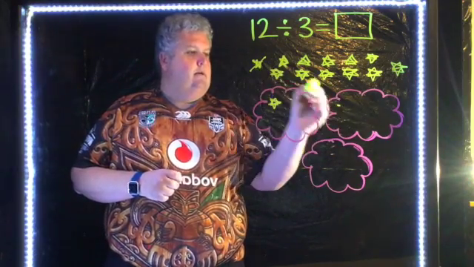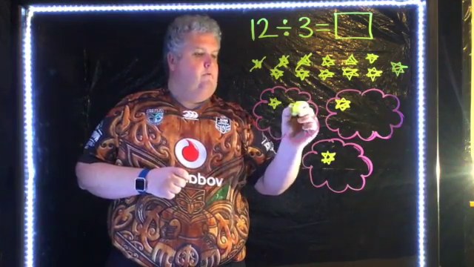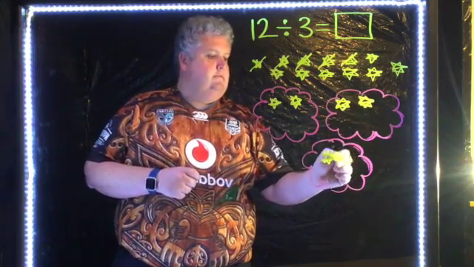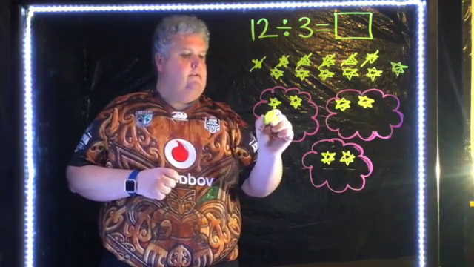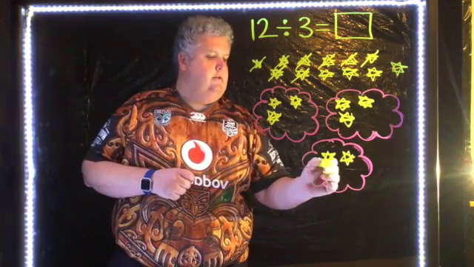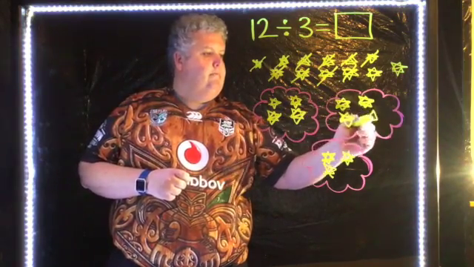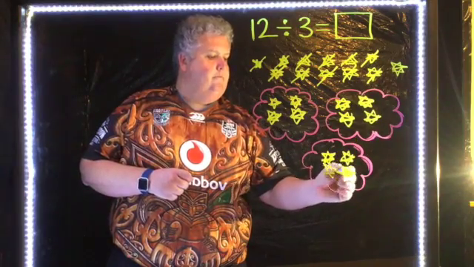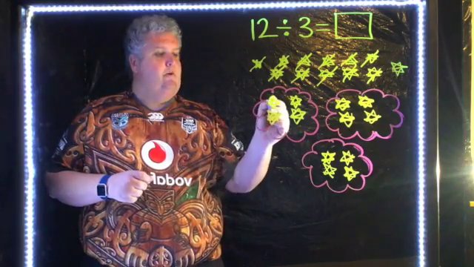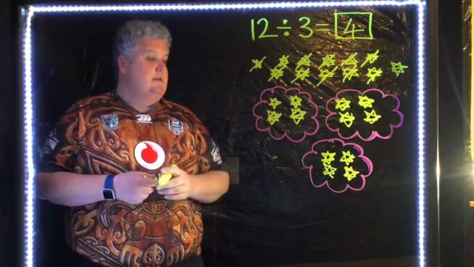1, 2, 3, 4, 5, 6, 7, 8, 9, 10, 11, 12. So we know when we use equal sharing, 12 stars into three groups, we've got 1, 2, 3, 4 in each group. 12 divided by 3 is 4.